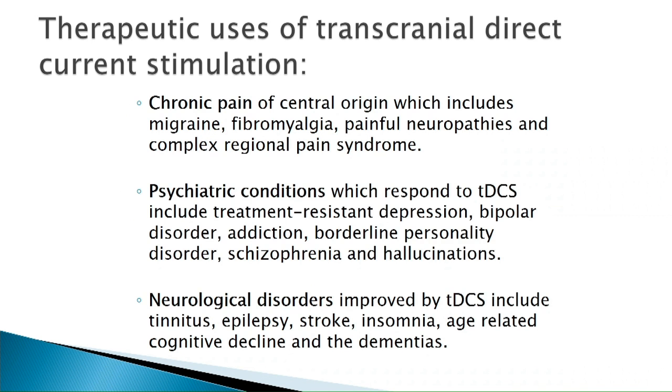Therapeutic uses of transcranial direct current stimulation. Chronic pain of central origin, which includes migraine, fibromyalgia, painful neuropathies such as alcoholic neuropathy, and complex regional pain syndrome, what is called CRPS, which is the reflex sympathetic dystrophy, one of the major problems resulting from different neurological and orthopedic problems. Also, psychiatric conditions which respond to transcranial direct current stimulation include treatment-resistant depression.